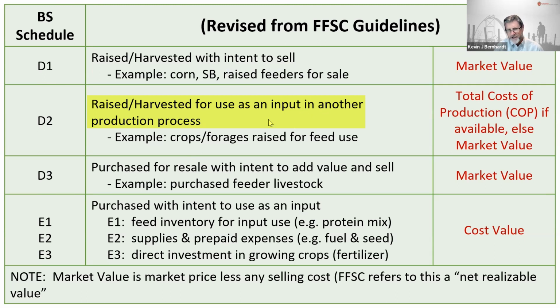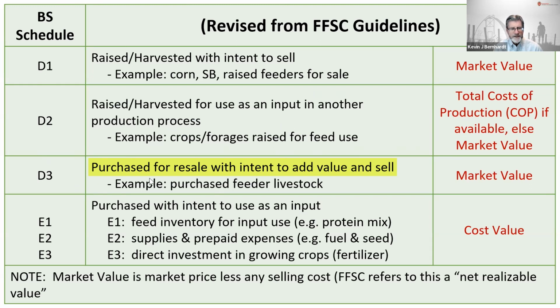So crops is an excellent example of this. Crops and forages that are raised with the intent to use them as a feed use. The Farm Financial Standards Council would suggest that we use market value for that one as well. An argument can also be made to use cost of production for that particular one. And that's what's recorded here. And we'll talk about that more in just a bit.